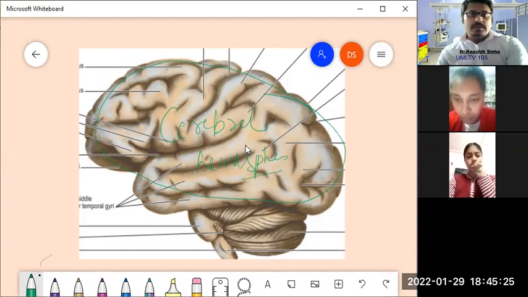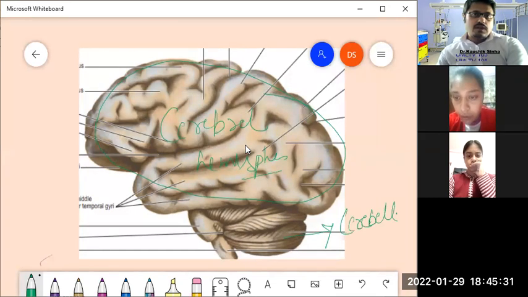Below the cerebral hemisphere, this structure is the cerebellum.